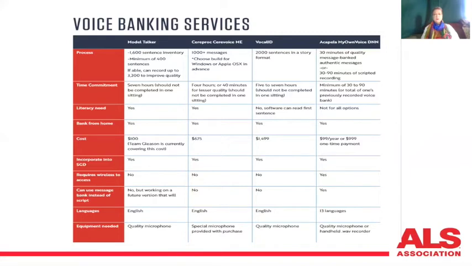That's all they do is assistive technology, and right now they are covering the cost of Model Talker, and they are also covering the cost of Acapela. This one over here all the way to the right only takes 30 minutes of quality recording. So you can see you can go from 1,600 to 1,000 down to 30 minutes, and basically that is because technology has advanced so much that we now don't need as many phrases as we used to.